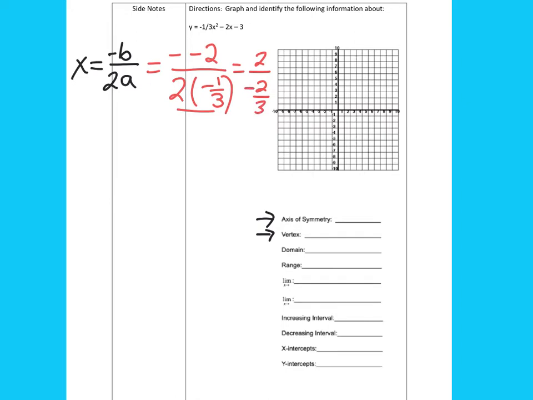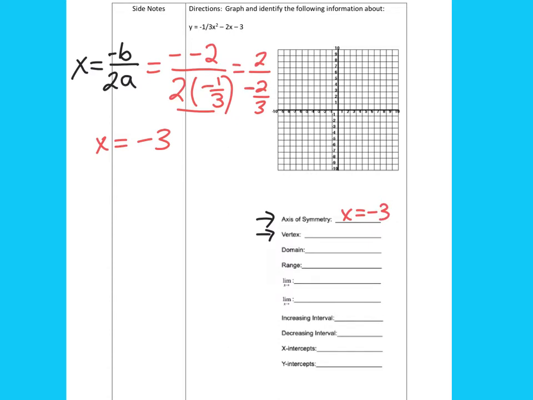So now type this into your calculator. 2 divided by negative 2/3. 2 divided by negative 2/3. And tell me what you get. Negative 3. Anybody get that the first time? Close? Yeah, I did get that. You did get that? Okay. Got to make sure we do order of operations correctly, or we're going to get a funky decimal, okay? So x equals -3 is going to be my line of symmetry or my axis of symmetry.